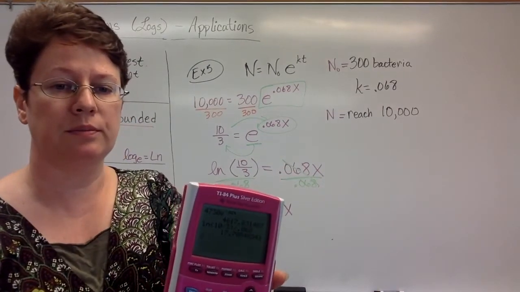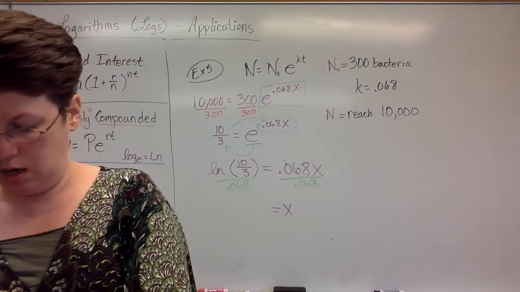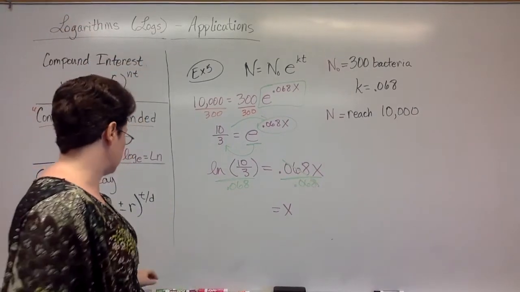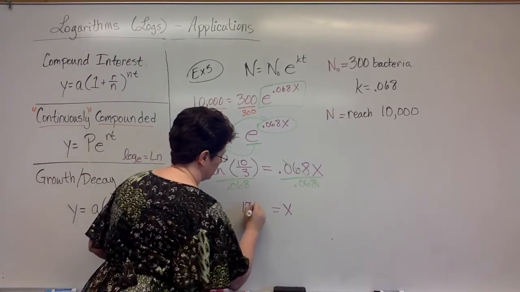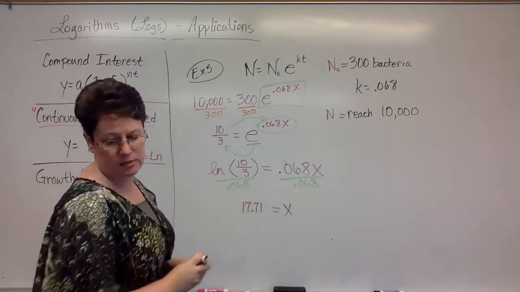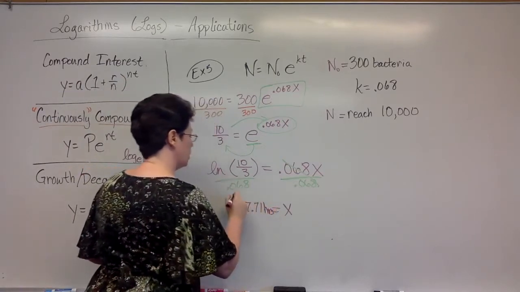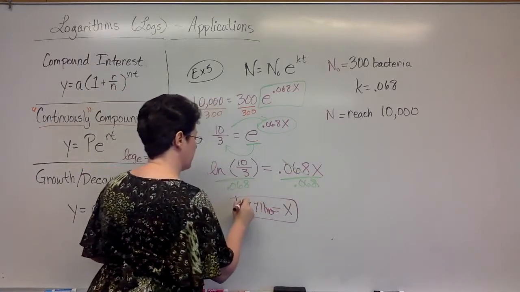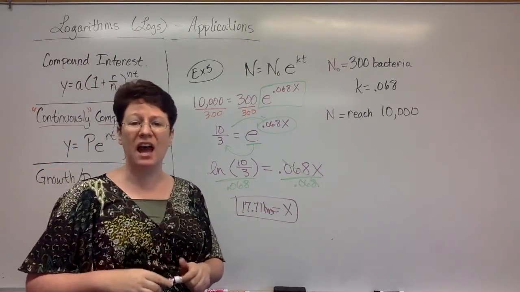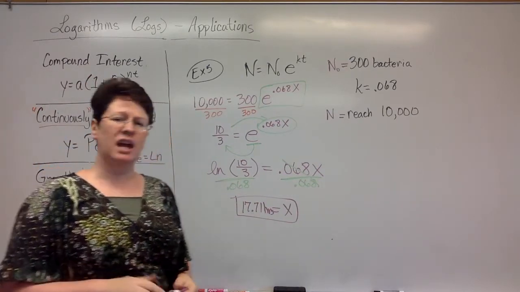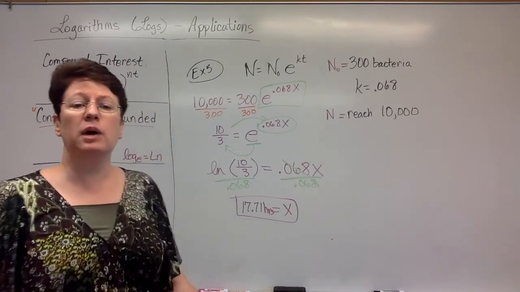What do we get? 17.71. Okay. 17.71 what? Days? Years? No, they said it was hours. Okay, let's think about that. In 17 hours, the bacteria is going to reach 10,000. Okay, not good, right? Well, that's what happens.